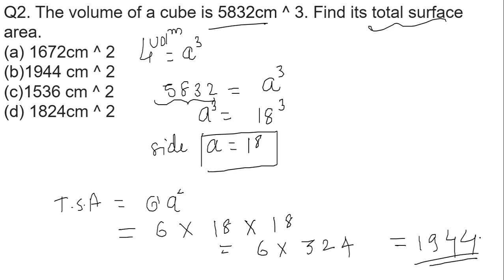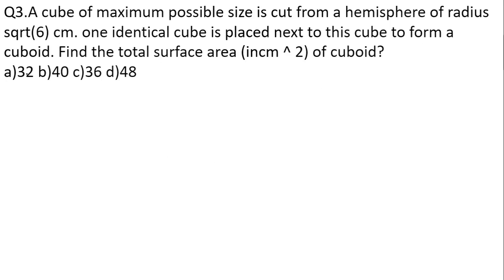Again, based upon two formulas we have solved this question. One is volume of a cube is equal to a cube, from which we have found out the side of the cube, and the second one is the total surface area, which is 6a square. Got it? So the correct answer is 1944 centimeters square. Moving on to the next question.